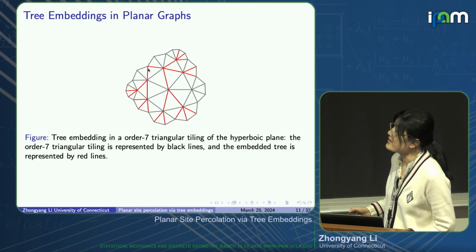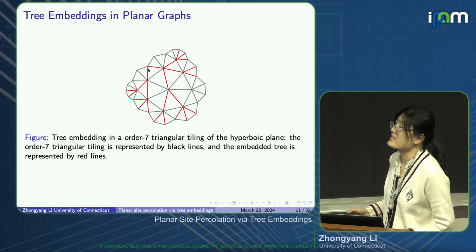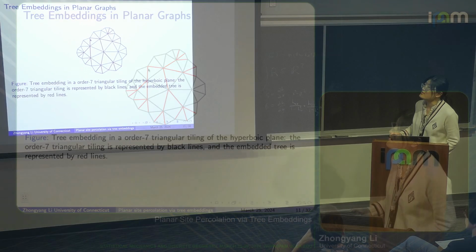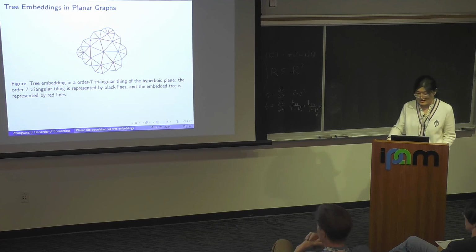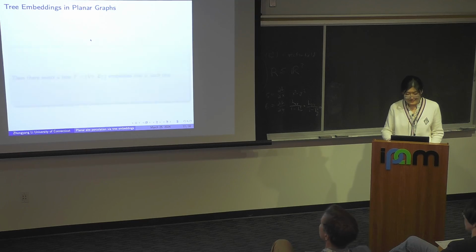In this tree, we know that the critical percolation probability p_c of a tree is the reciprocal of the average branching number of this tree. Because its average branching number is strictly greater than 2, its critical percolation probability is strictly less than 1/2. Because this tree is a subgraph of the 7-regular hyperbolic triangulation, in this gray graph the critical percolation probability p_c is less than or equal to that of the tree, which is less than 1/2.